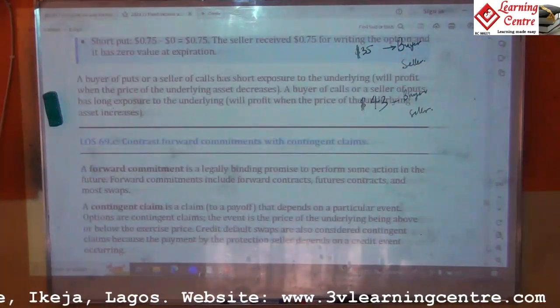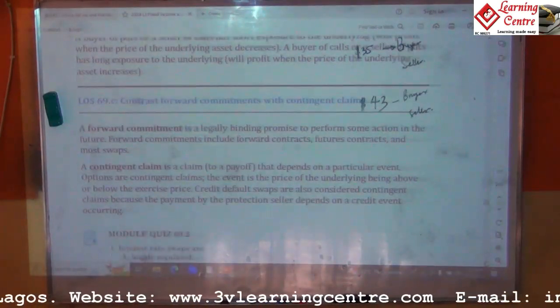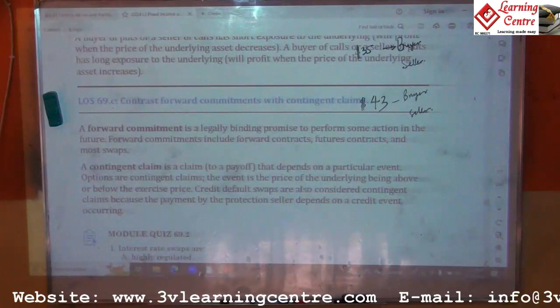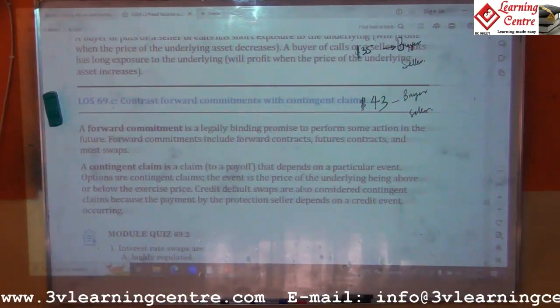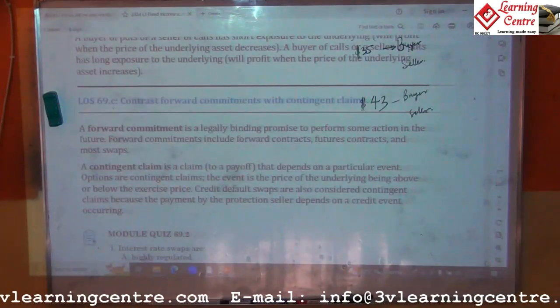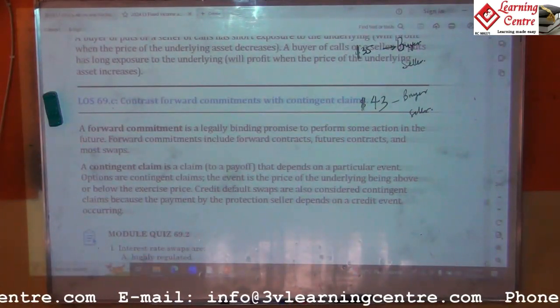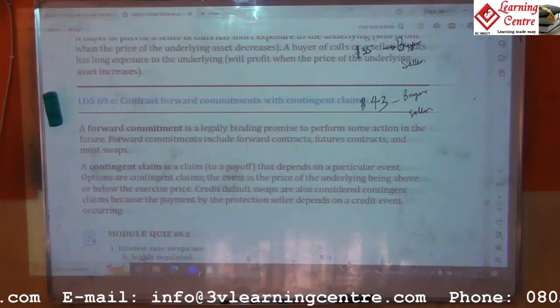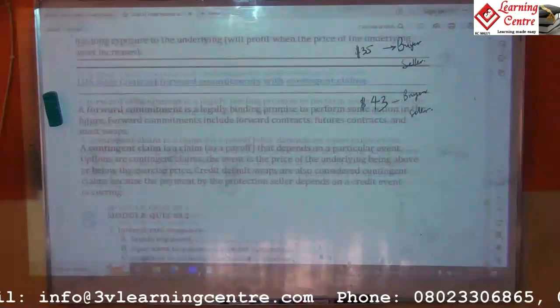All right. So this one is just a simple question that contrasts forward commitment and contingent liabilities. For contingent liabilities, as the word is contingent on something, meaning something must happen for it to happen. That's what it means by contingent claim. And then you have forward commitment, which is just a binding promise.